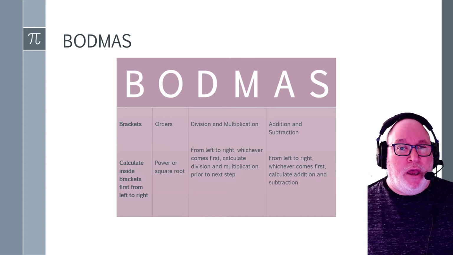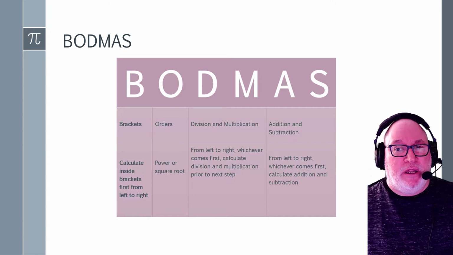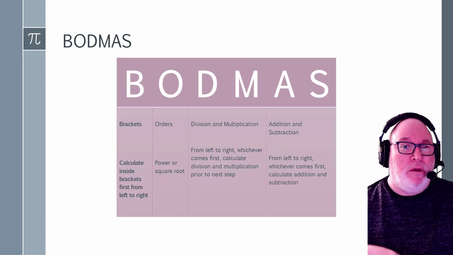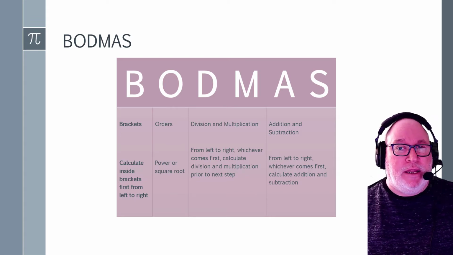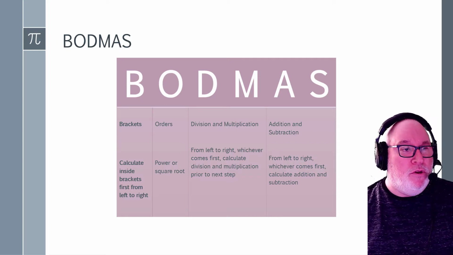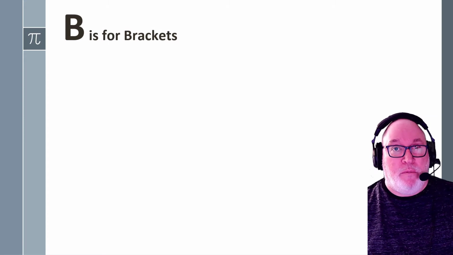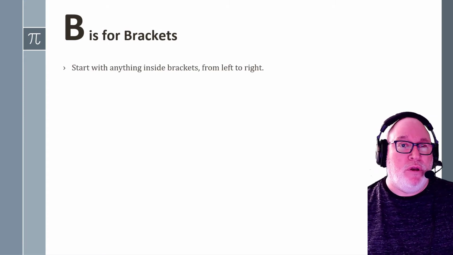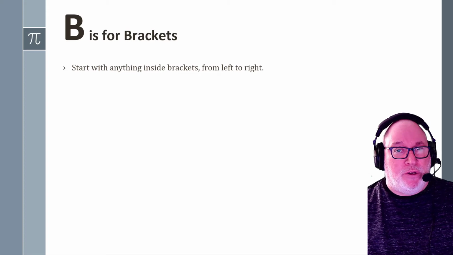Orders, which is the power or square root. Then it's the D and M, division and multiplication. They are both equal and you work from left to right. Addition and subtraction next, and again, you work from left to right. So the B brackets, O orders, D and M for division and multiplication, AS, addition and subtraction. Let me give you some examples. So the B is for brackets, and you work from left to right within the brackets.